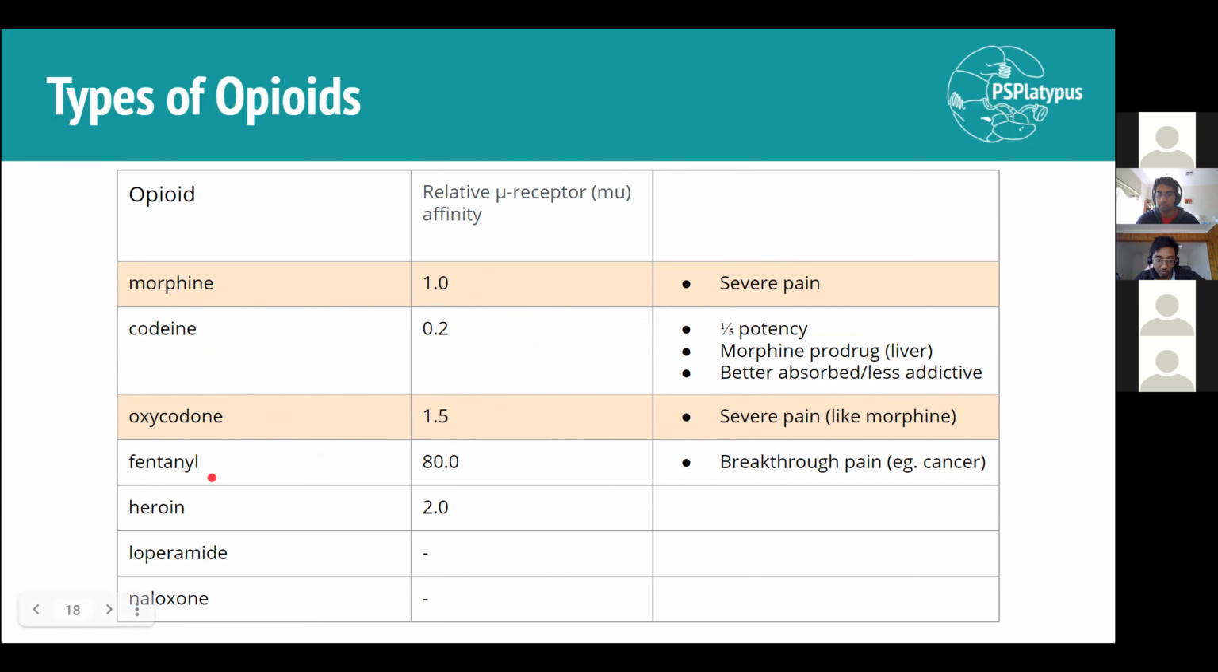And then you have fentanyl, which is extremely potent and is used in breakthrough pain. Breakthrough pain is pain in chronic conditions where patients are typically already on a pain management plan, but these chronic conditions, like cancer and arthritis, flare up and cause immense pain. That's really when you need to use fentanyl. You've got heroin, which is a bit more than morphine, or double morphine. And we have 2 more, which we're going to talk about in more depth.